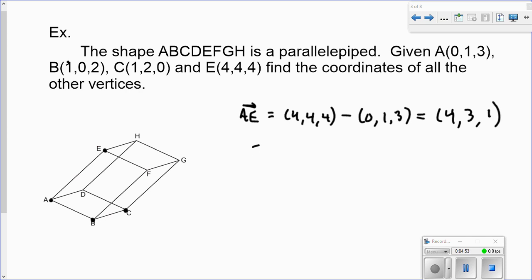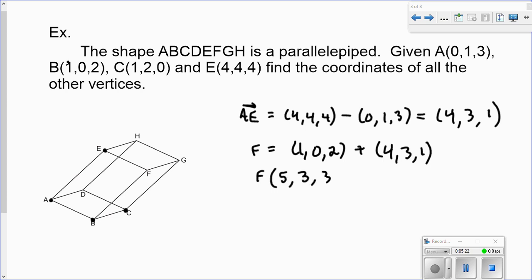So what I'm going to do with F is find F by taking point B, which I'm also given, adding the vector AE that I just calculated and found. That's going to be my point F. Now I should say F equals, I should really just write it like this. F would be 5, and then 3, and then 3 here.